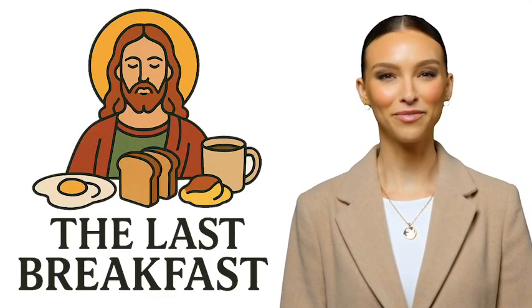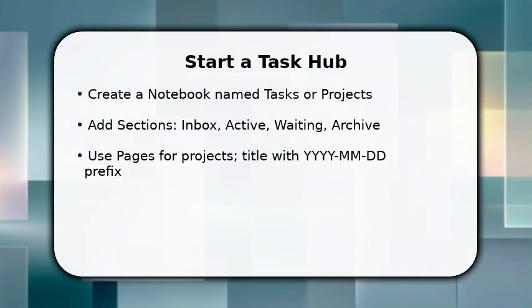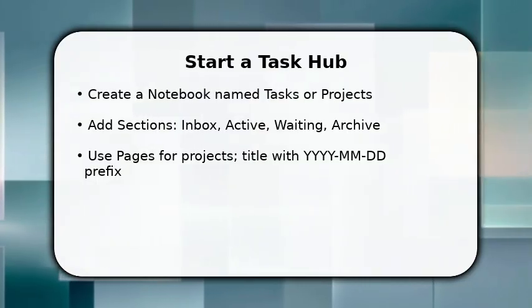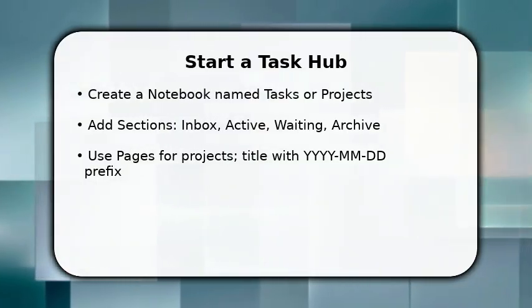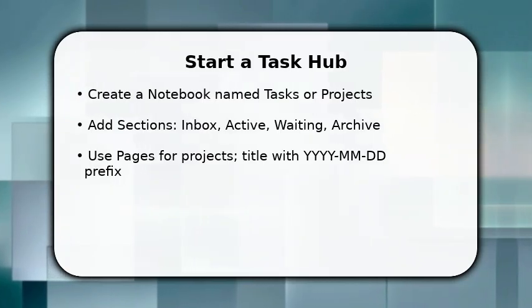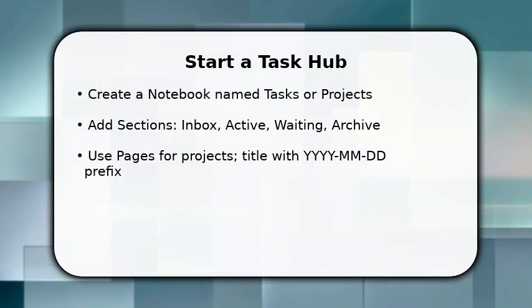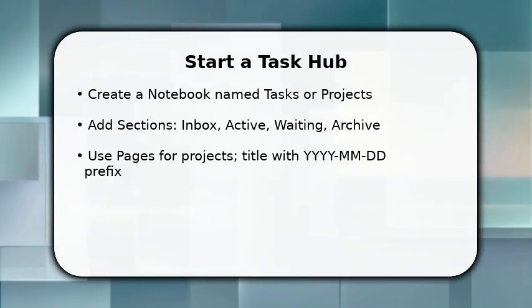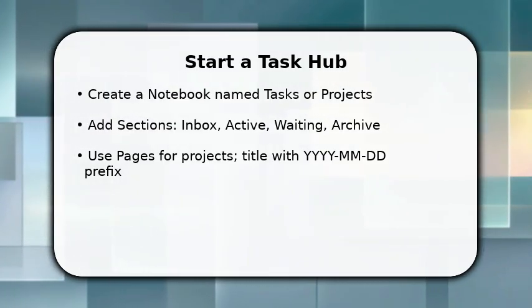Please enjoy the video. You begin by building a single task hub so everything lives in one place. Create a notebook called Tasks, then add 4 sections: Inbox, Active, Waiting, and Archive. Once done, make a page per project and prefix titles with the date for sorting.